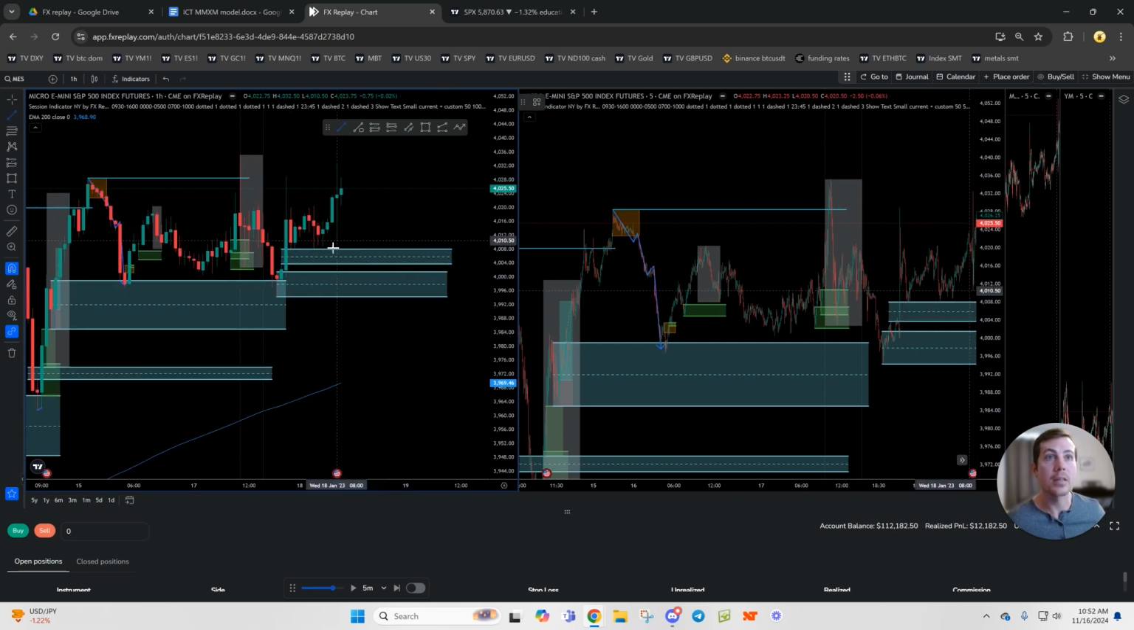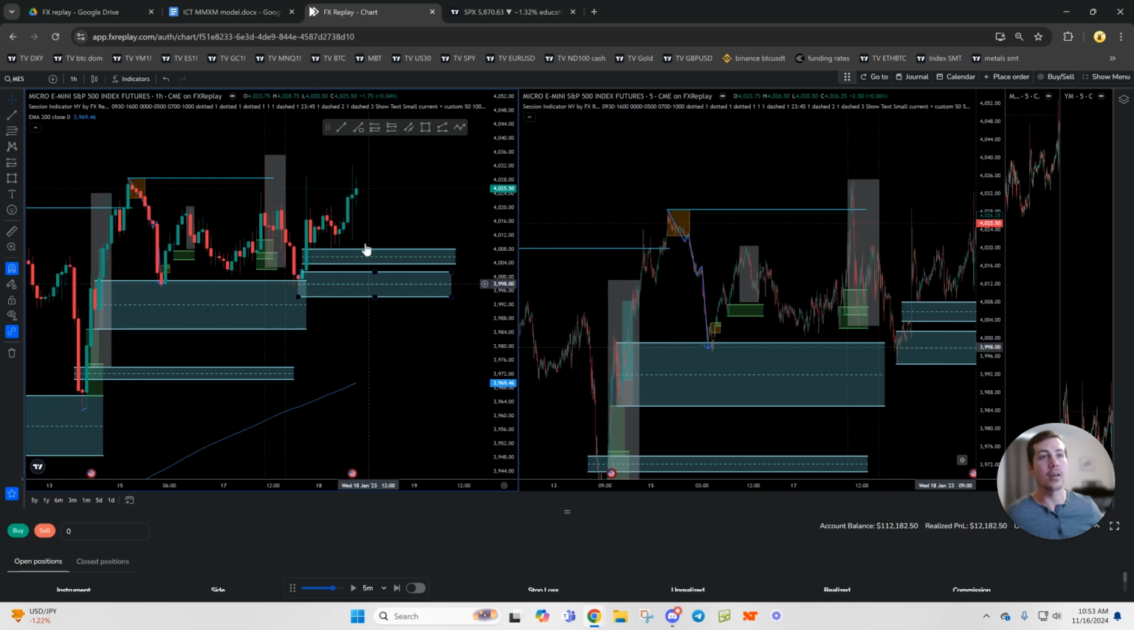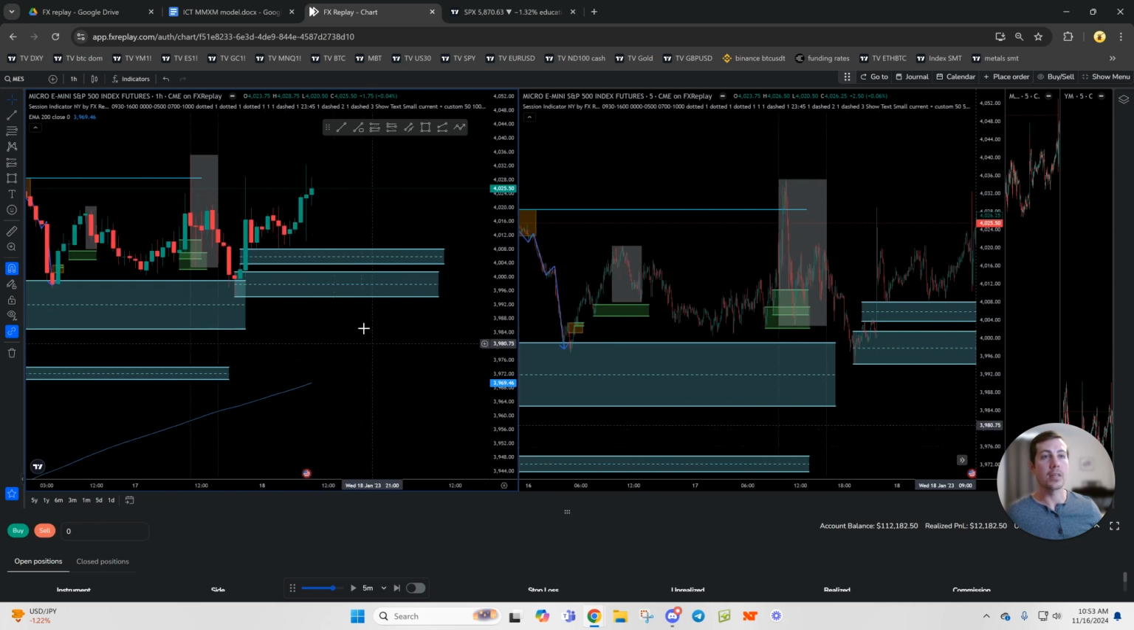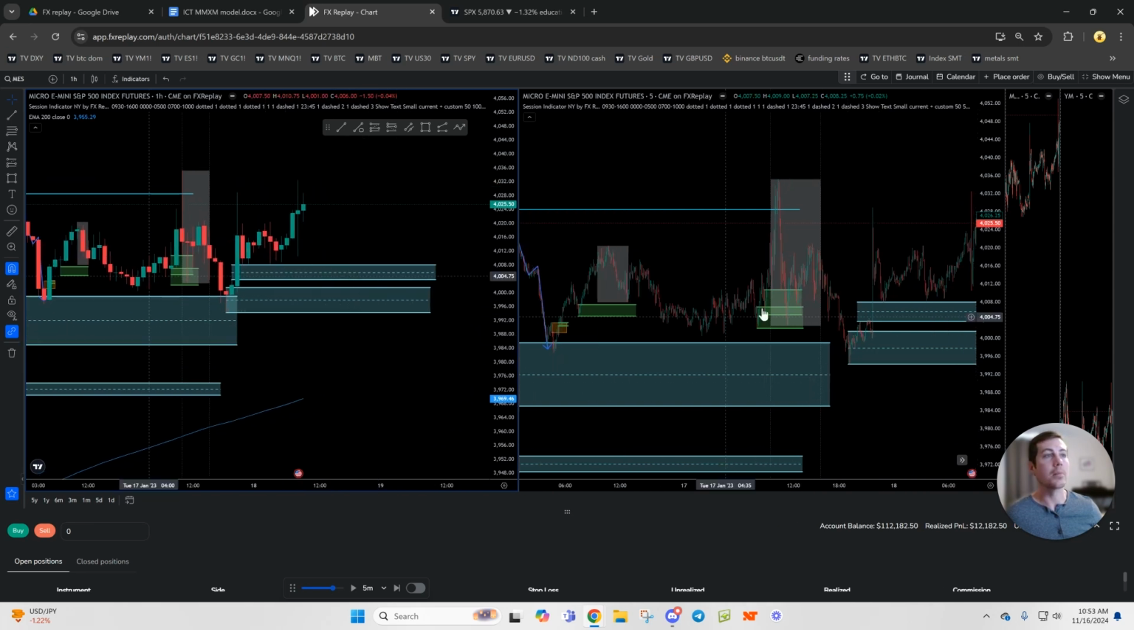We might have already tapped into this. Did we tap into this fair value gap? 4008? Not really. We basically tagged it exactly, but I haven't really dug into it yet. So I would still say if we get our market maker buy model with potential SMT divergence in either of these zones, I'd be open to it. So let's play it forward.